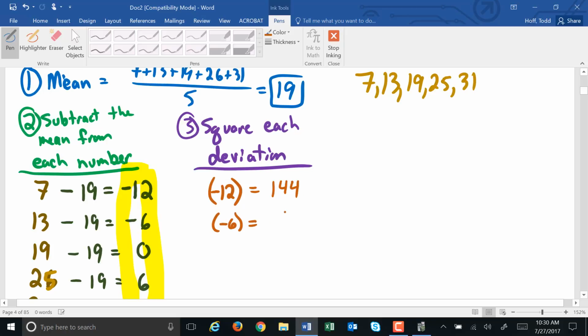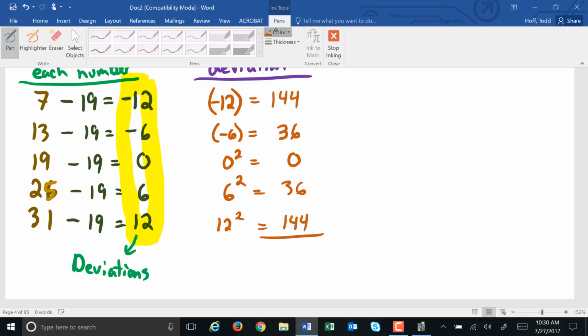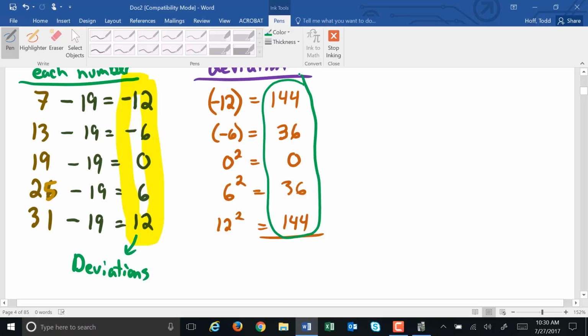Negative 6 squared is 36. 0 squared, I'll give you a 0. 6 squared, 36. And 12 squared, 144. Those are referred to as the squared deviations. Makes sense? You just took the deviations and you squared them.